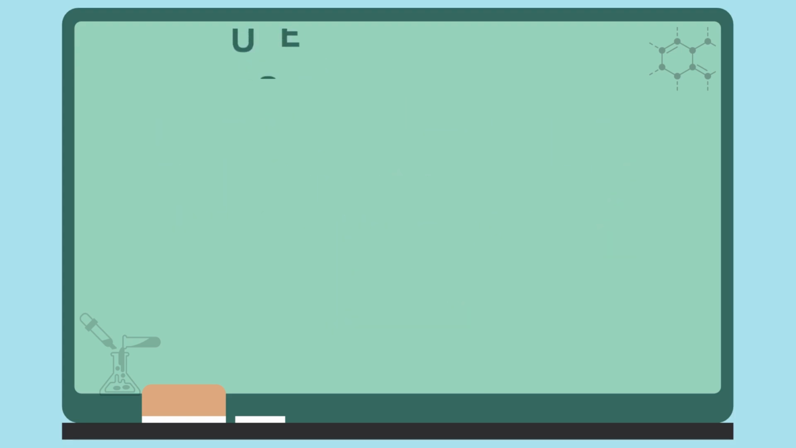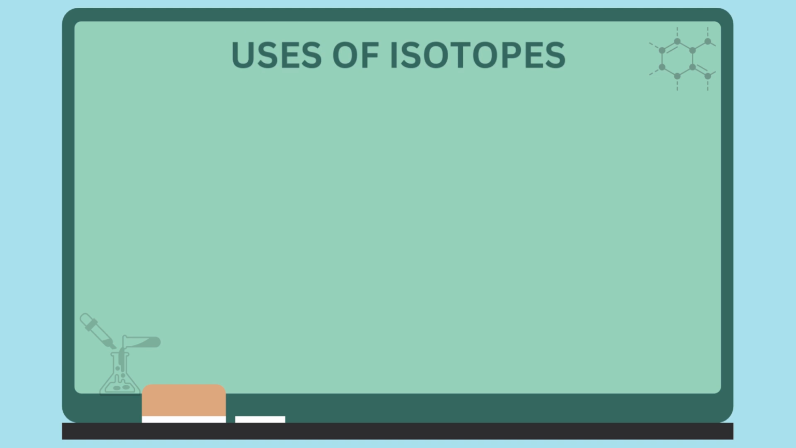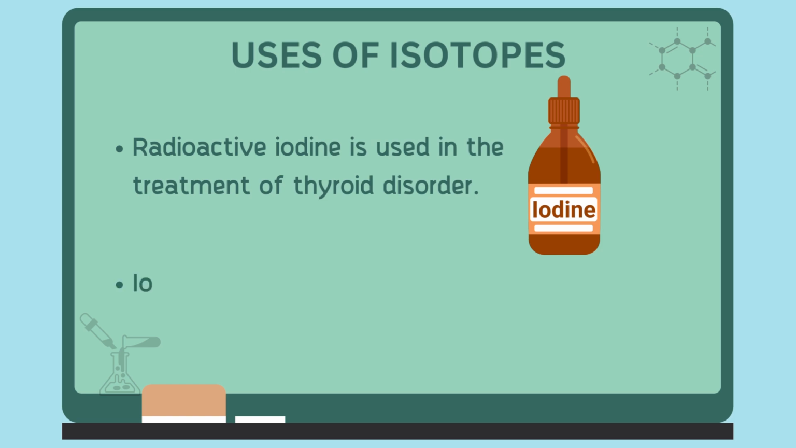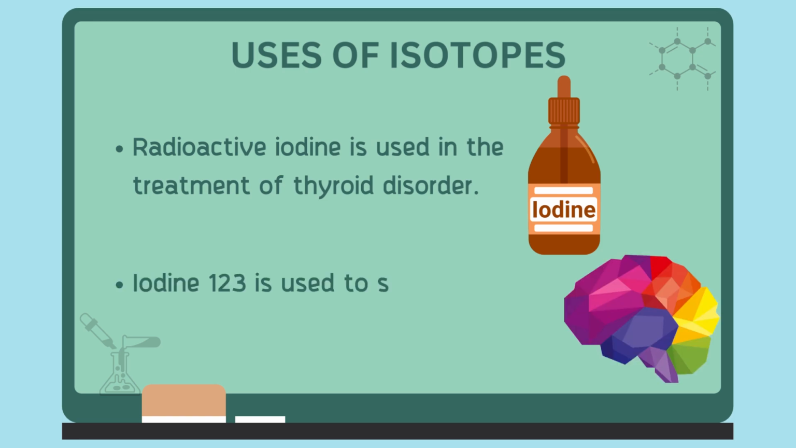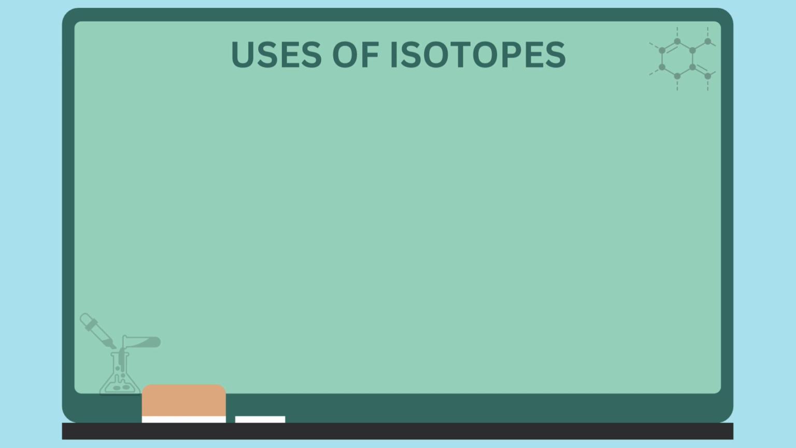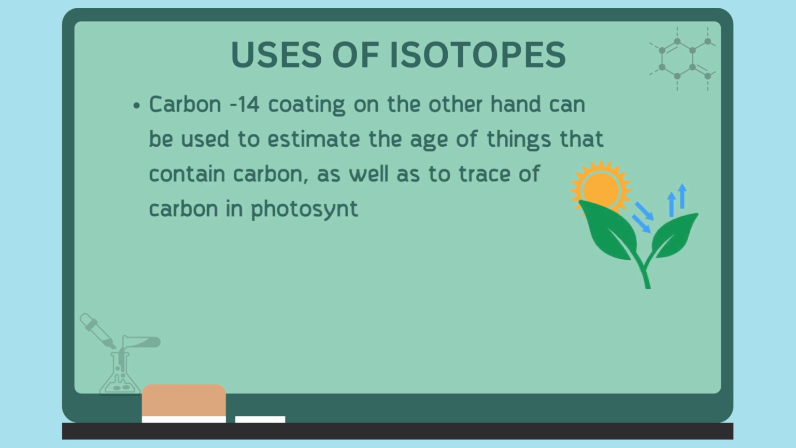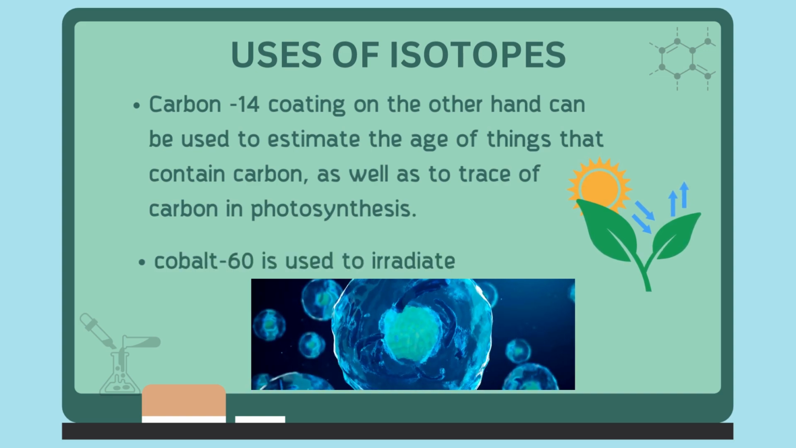There are different uses of different isotopes, and I have listed some of them down for you to know. For example, radioactive iodine is used in the treatment of thyroid disorder. Iodine 123 is used to scan the brain. Carbon 14, on the other hand, can be used to estimate the age of things that contain carbon, as well as to trace the path of carbon in photosynthesis. Cobalt 60 is used to irradiate cancer cells.